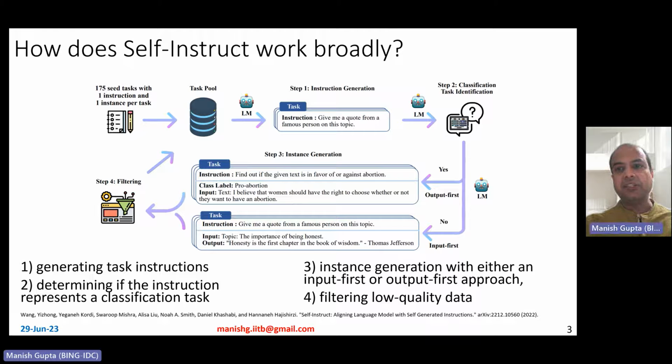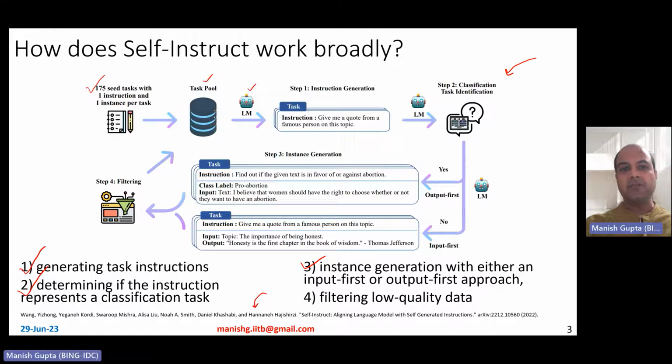So how does self-instruct work broadly? This diagram shows you the entire self-instruct philosophy. Here, there are four components to self-instruct: generating task instructions, determining if the instruction represents a classification task, instance generation with either an input first or output first approach, and then fourth is filtering low quality data. I will go into details of each of them in the next few slides, but let's detail it out a little here itself. In this particular work, the authors did self-instruct on the GPT-3 model. They started off with a seed set of 175 tasks, each with one instruction and one instance per task. So that's your original task pool to start off with.